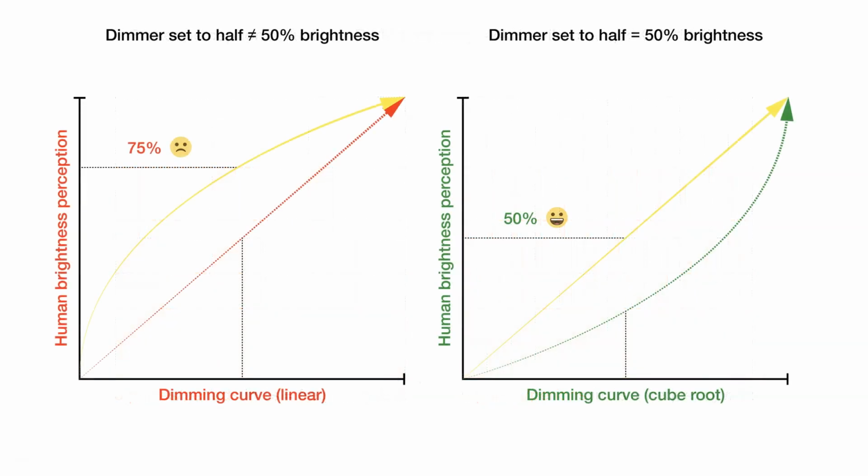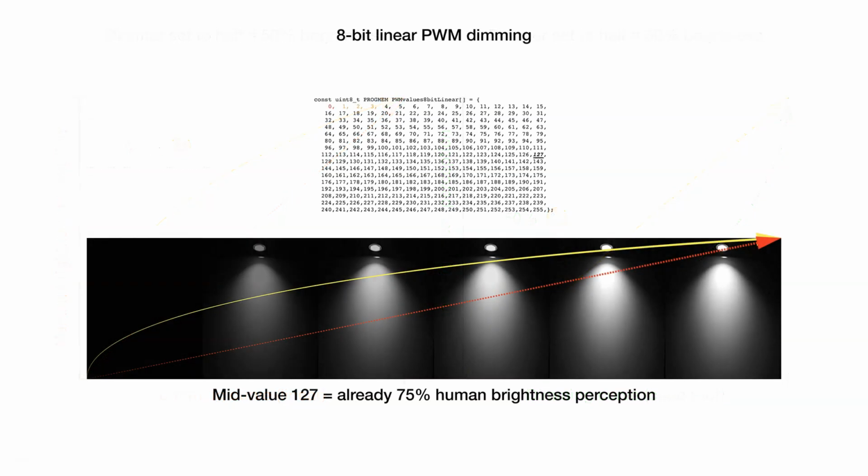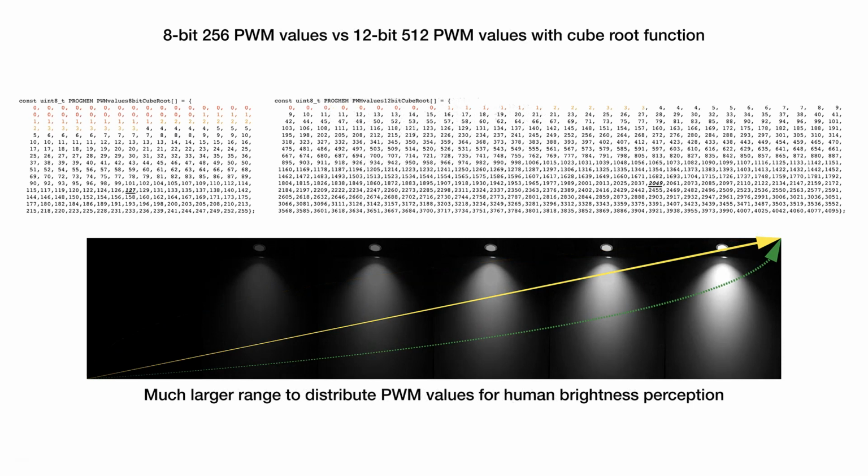Human brightness perception follows a curve described by the negative quadrant of a cube root function. We can use this function to generate pulse width modulation values so that the voltage change is nonlinear, but the brightness perception change is linear. Linear dimming with 8-bit pulse width modulation values appears nonlinear. Therefore, we'll use values on the cube root curve, and instead of complex floating point runtime calculations, we store and retrieve precomputed values from a lookup table.